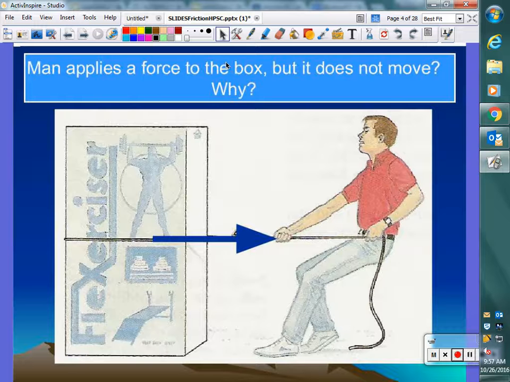Which way does that force have to be going? The opposite way. How big does it have to be? The same. Right? So, two things. Do we understand why it has to be the same? Why can't it be less? Well, if it was less, or more. Why can't it be more? If it was more, if there was more force this way, right? Would there be a net force? Yeah.